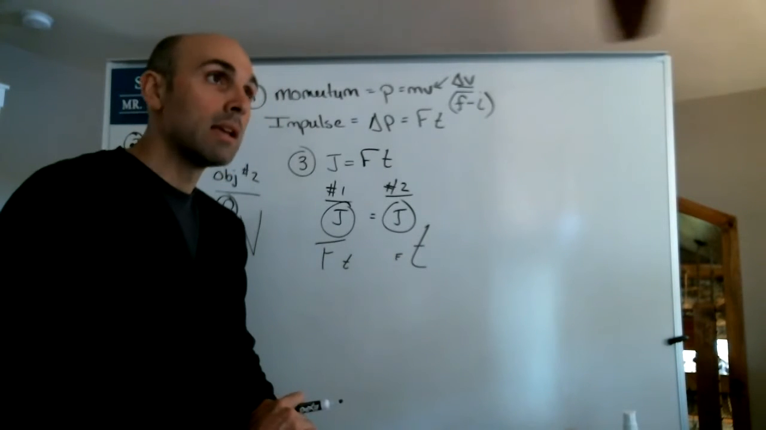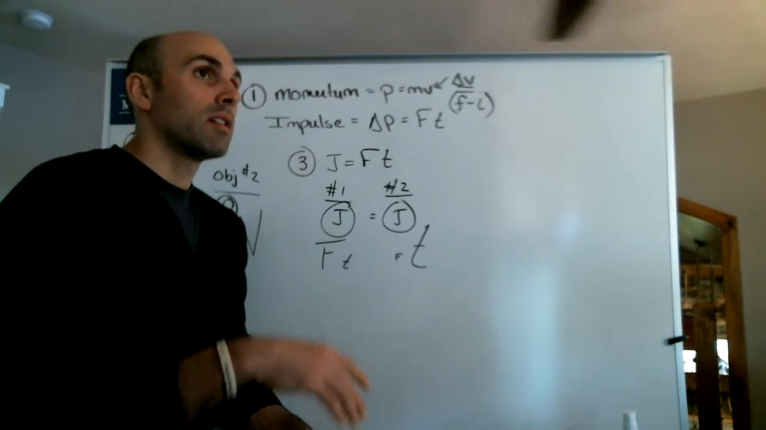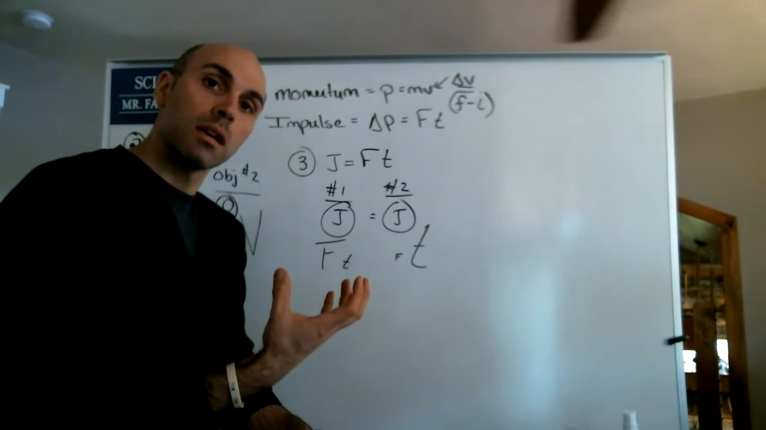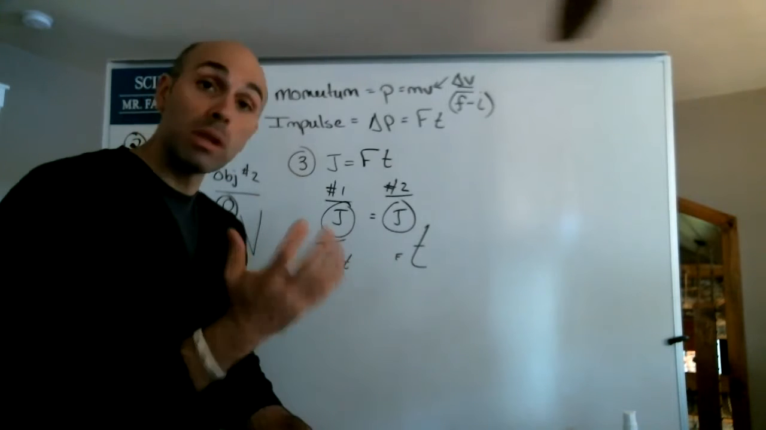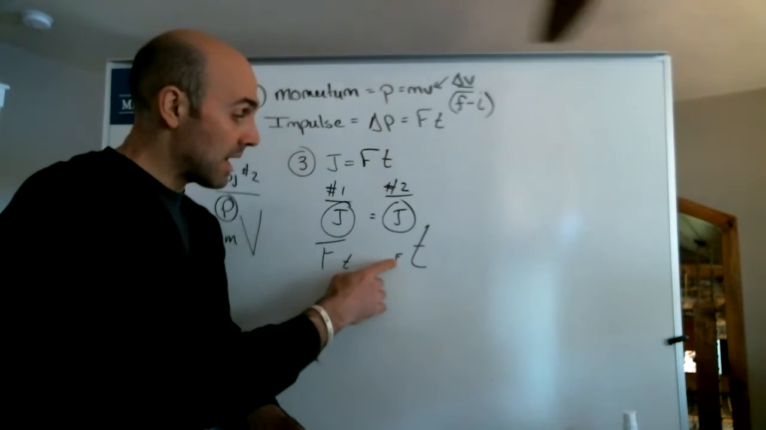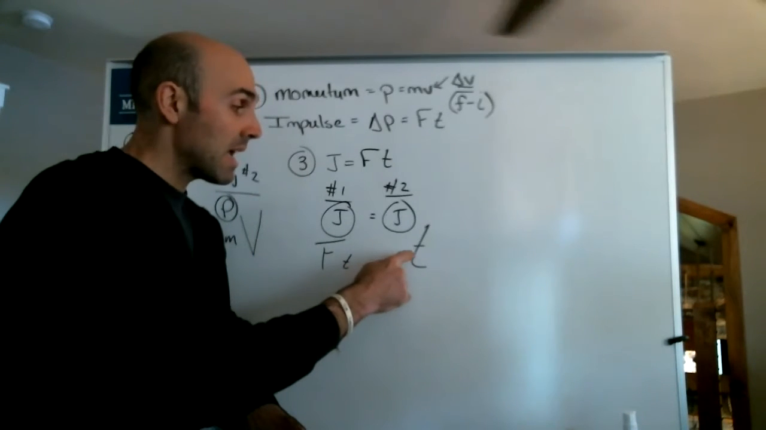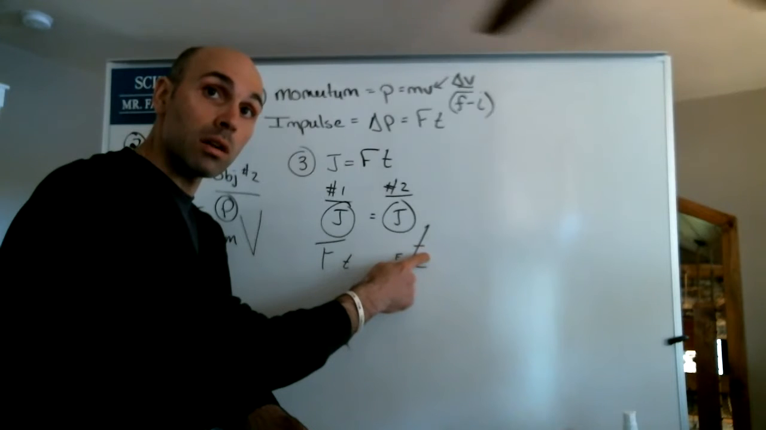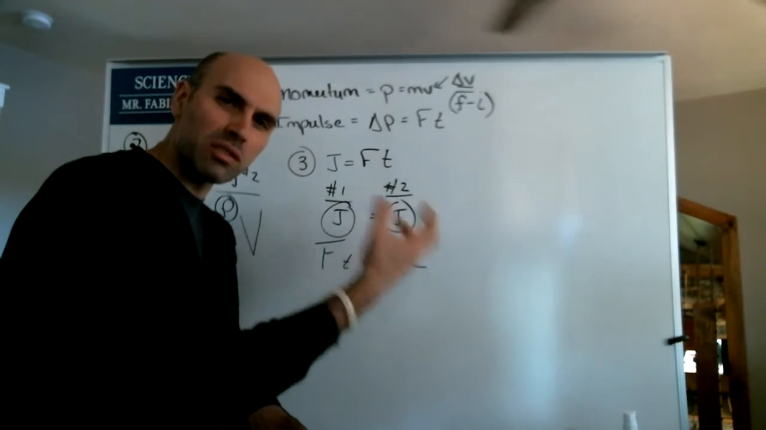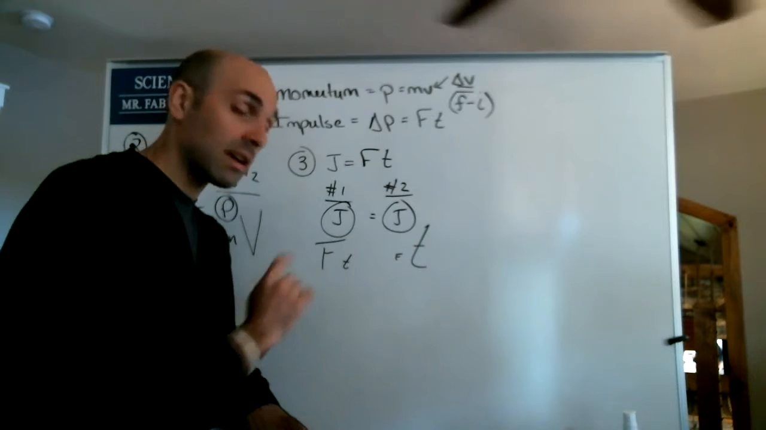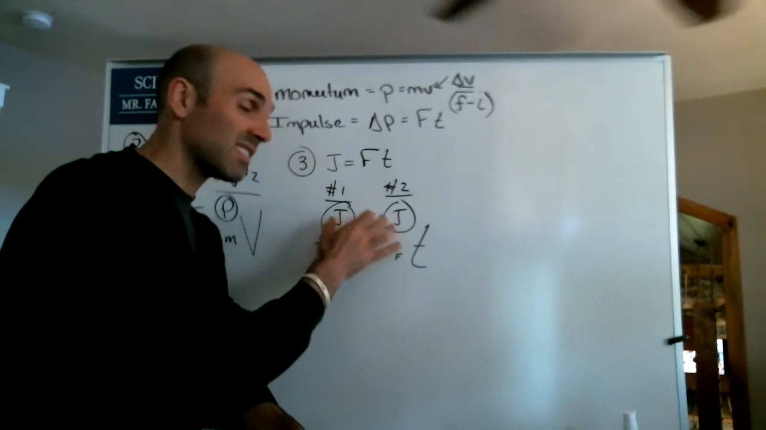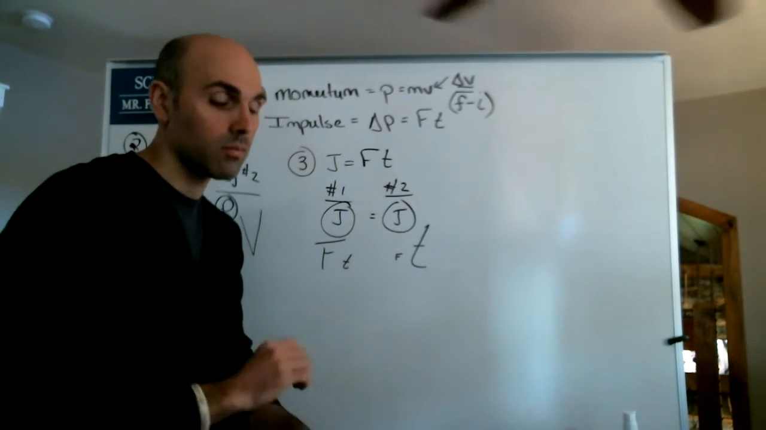So think about it. If an egg were to have the same impulse as a bowling ball, the egg would need to have a contact time that is longer because it brings such a small force. Then the bowling ball, which brings a larger force, its contact time would only be very small to get the same impulse. All right.